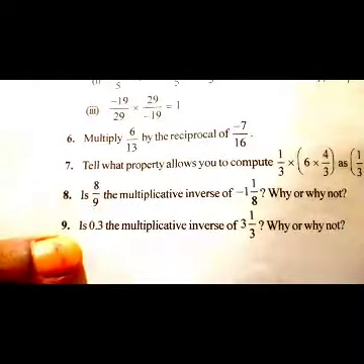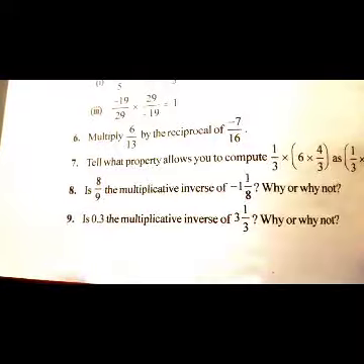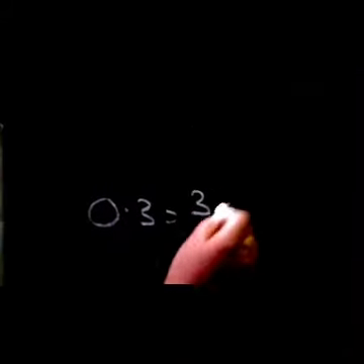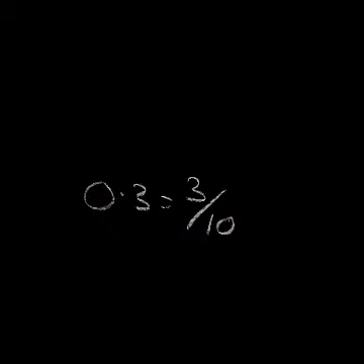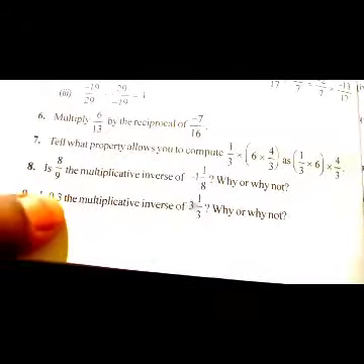Ninth question is 0.3 is multiplicative inverse of 3 1 by 3. Why or why not? We have to take 0.3 as 3 by 10. And you have to do it same like 8th question procedure. Apply and do it as your homework.